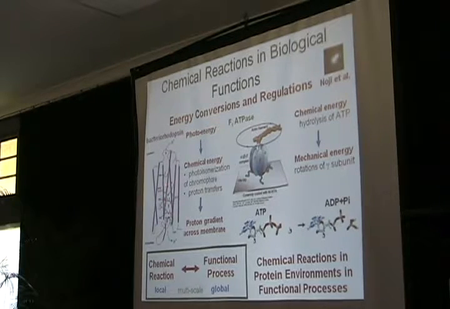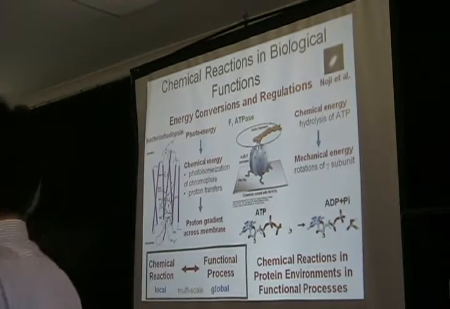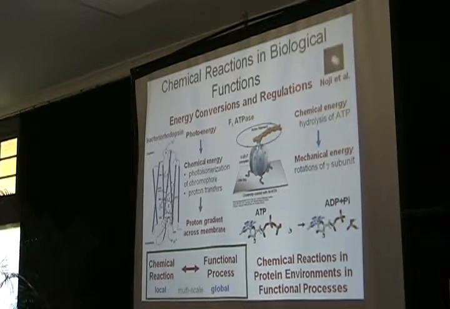The first process of this light-driven proton pump is photoisomerization of this chromophore. This is a photo reaction, a chemical reaction. And also the proton translocation is done by several sequential proton transfer processes. Of course, proton transfer processes involve bond formation and bond breaking. So it's chemical reaction. The second example is F1-ATPase.